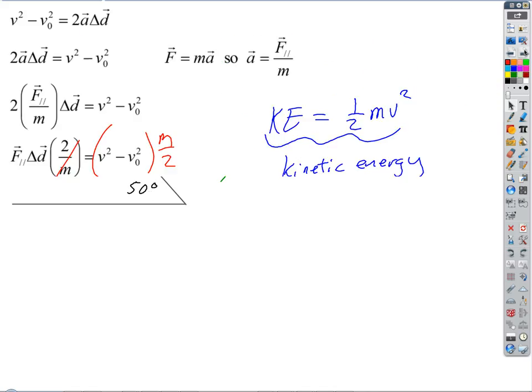Let's think about it. We know work is just force times displacement, right? So work equals the parallel component of force, so the force in the direction of motion, times displacement, and you guys already did the math on this. The force was 10 newtons, right? Okay, but what caused the force? What was that force equivalent to? How did you get the 10 newtons again?